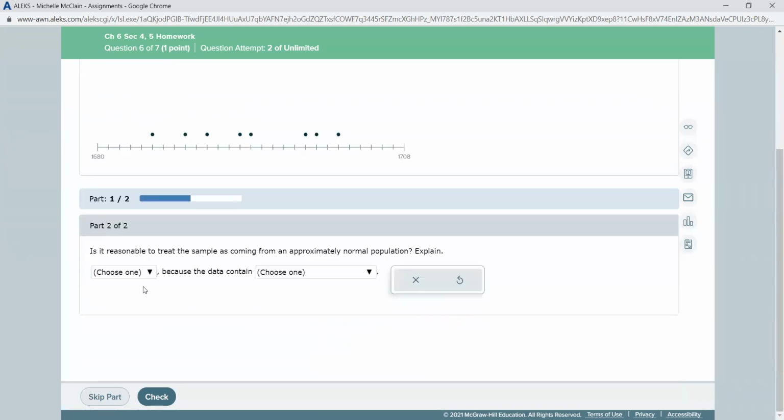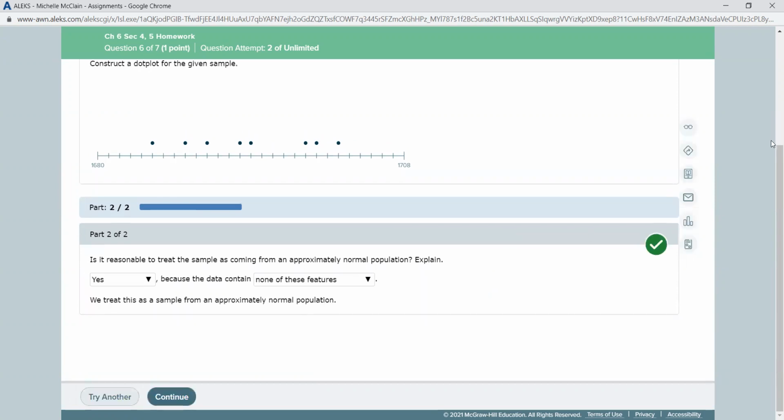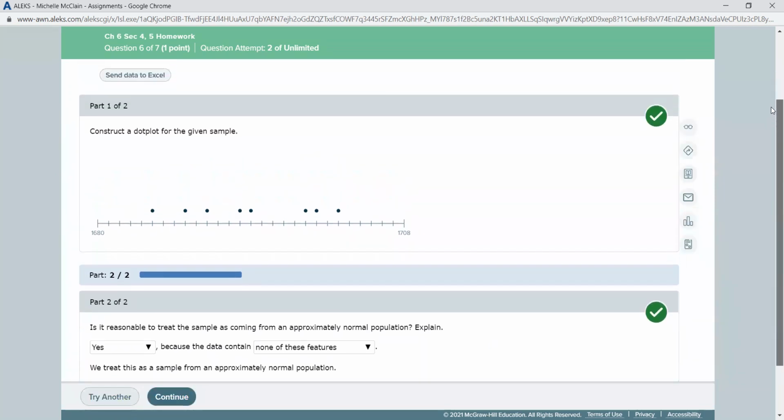Let's check. So is it reasonable to treat the sample as approximately normal? I'm going to say yes, because our choices, we don't have an outlier. We don't really have skewness here. More than one distinct mode, we don't have that. In fact, the mode's all the same for this one. So I'm going to go with none of these because it looks normal to me. It's all spaced out pretty evenly.